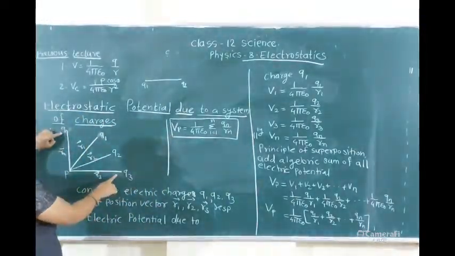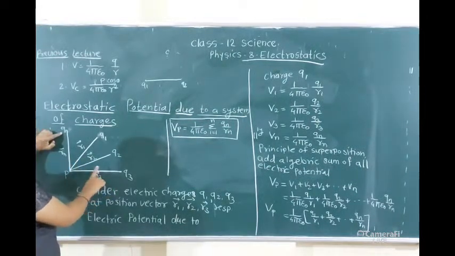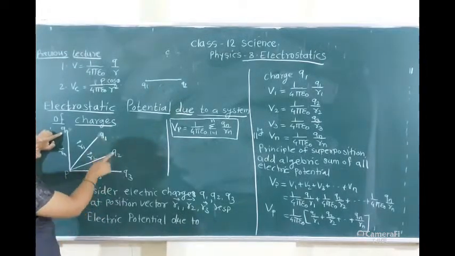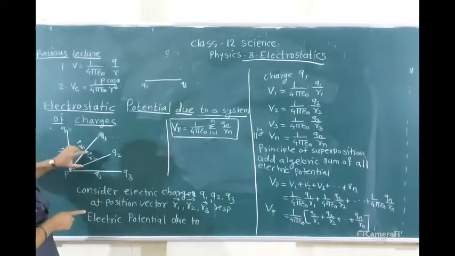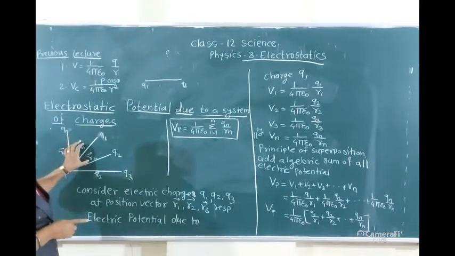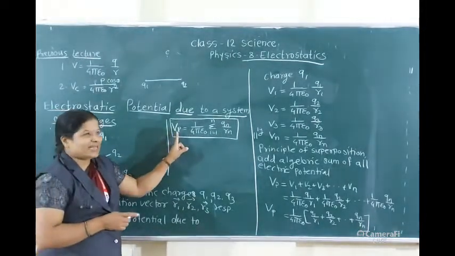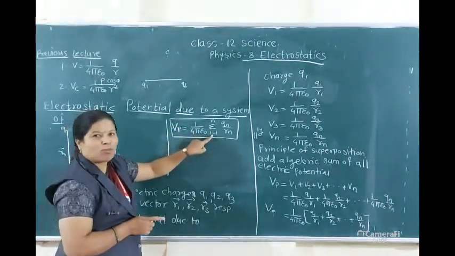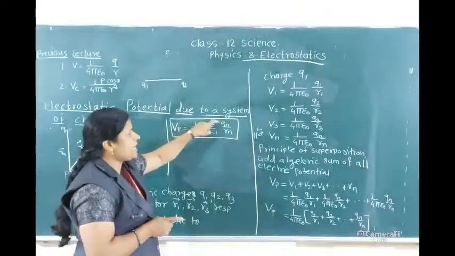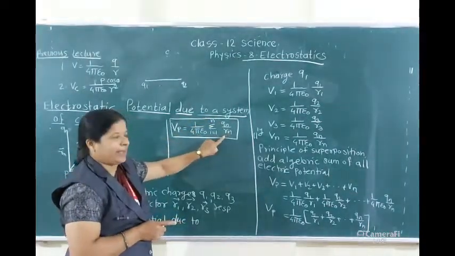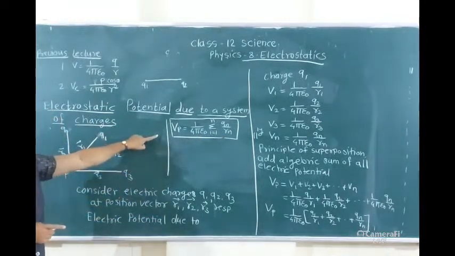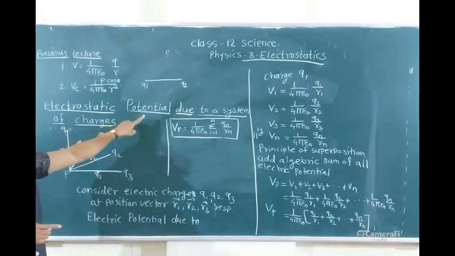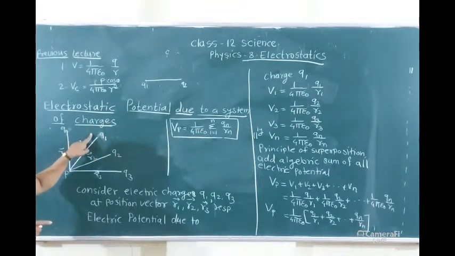Suppose we consider this is the system. In that system we have more than two electric charges. Then the total electric potential of that system we get by this formula: 1 upon 4 pi epsilon 0 summation of i running from 1 to n, Qi divided by Ri. So we get this equation for the electrostatic potential due to a system of charges.